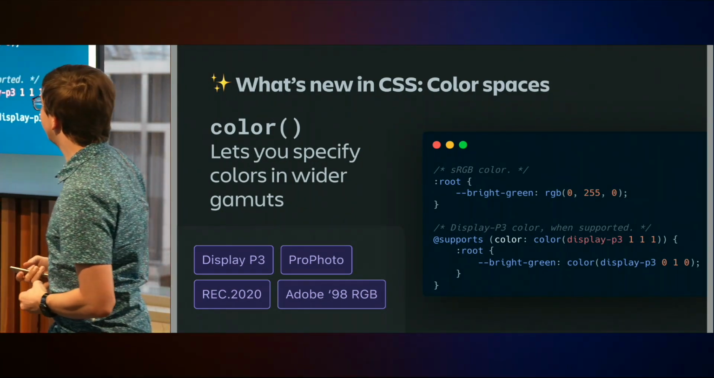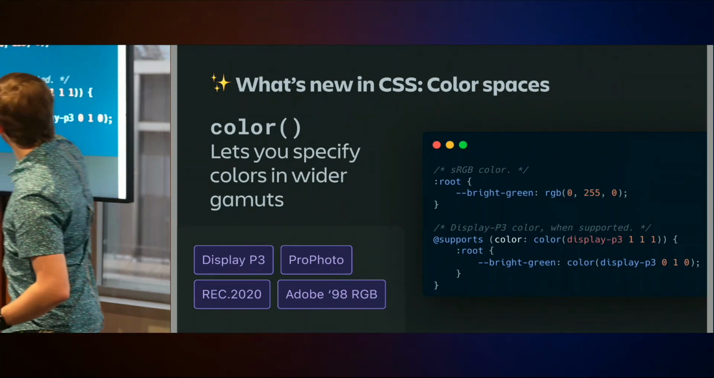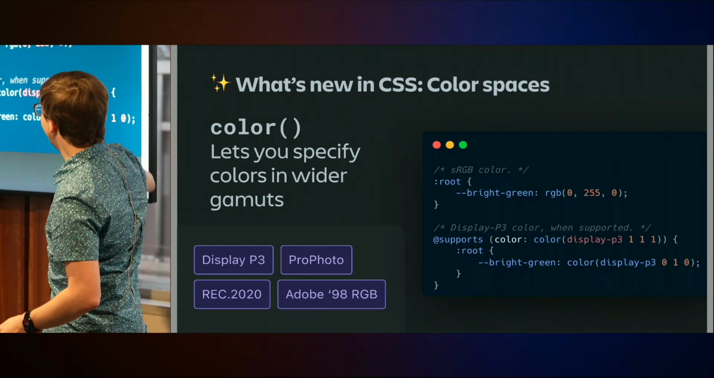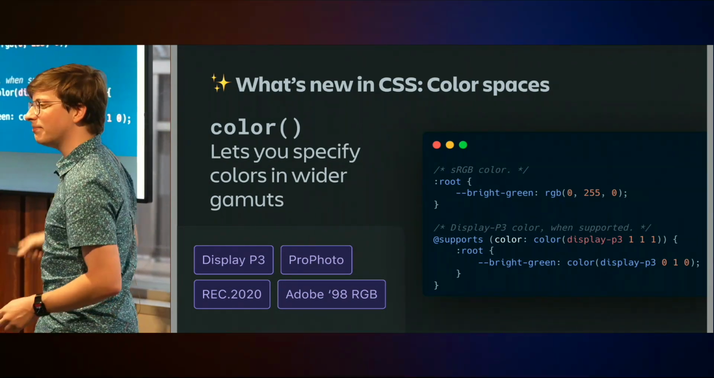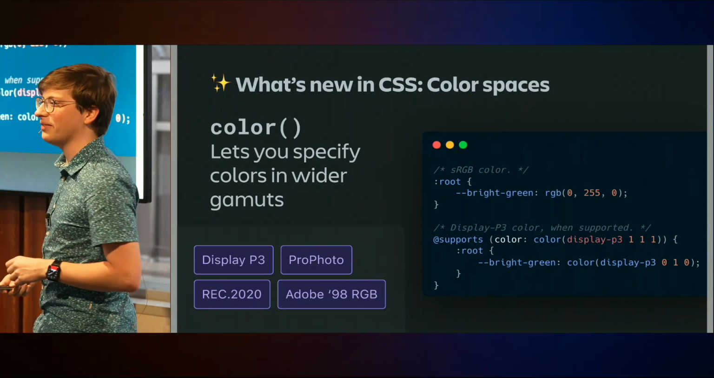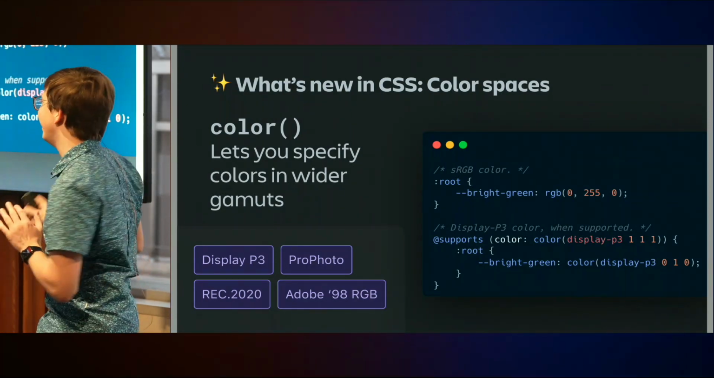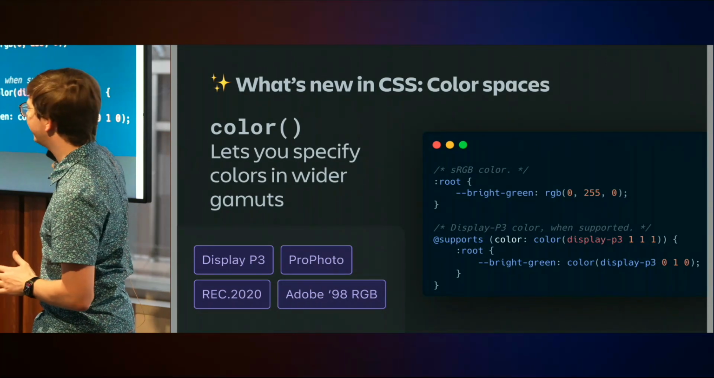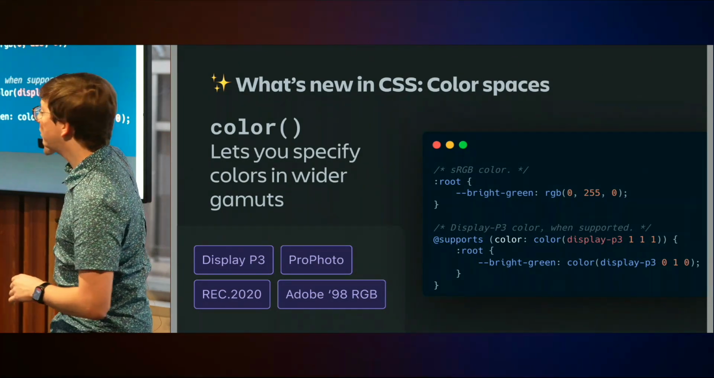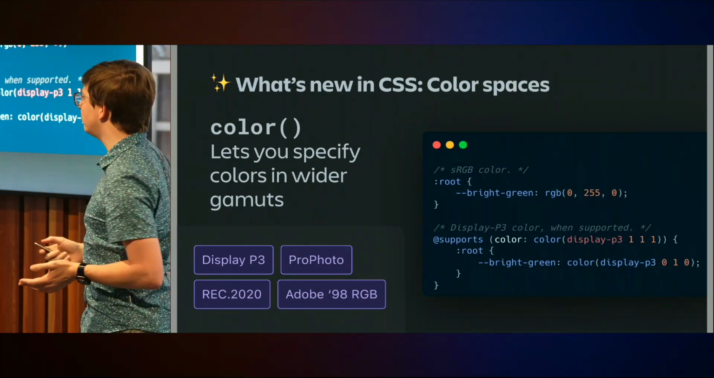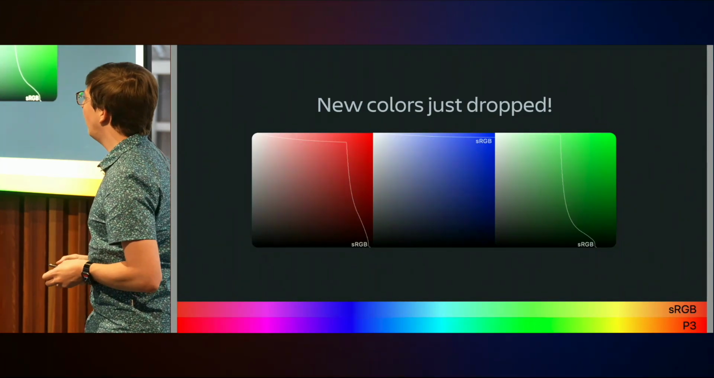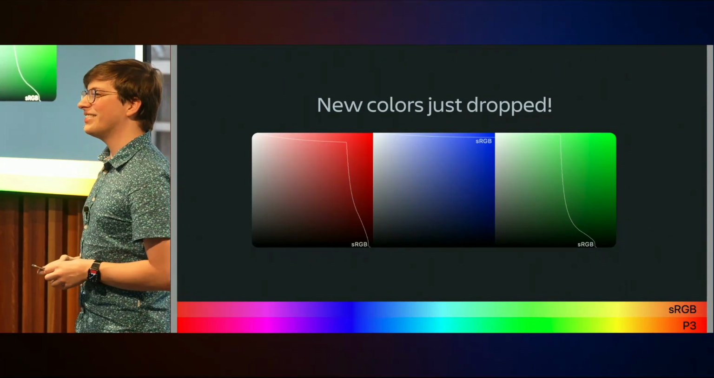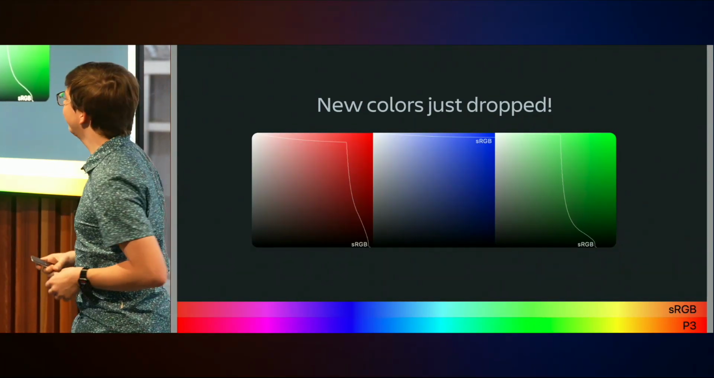So you can see here that we can specify color in display P3 1 1 1. What's that format? It's a coordinate format for display P3. It's not one of the formats we talked about before. It's a limitation of this particular feature. But you can see here that you can choose a color in display P3, which the web couldn't do before. Neat. The outcome of this is new colors have just dropped, or they dropped a little while back.